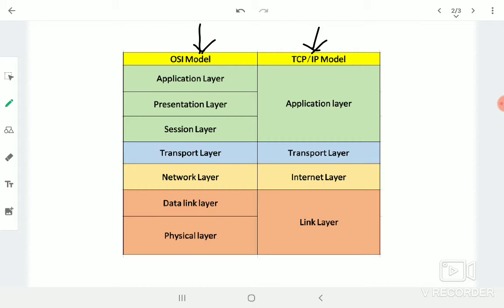Now you can see these models are segregated into different layers, right? On the left hand side, we have the OSI model, which is divided into 7 layers. And on the right hand side, we have the TCP/IP model, which is divided into 4 layers. Why is there a difference of layers between these two models?